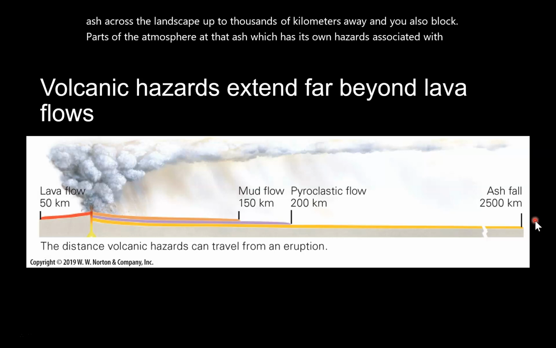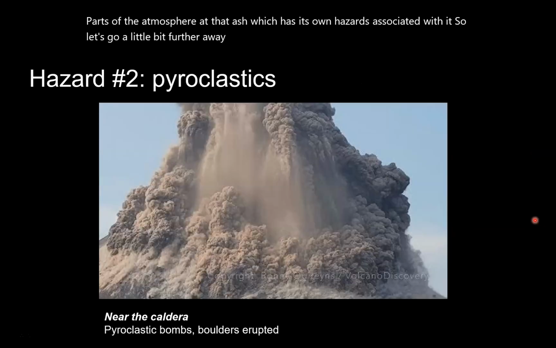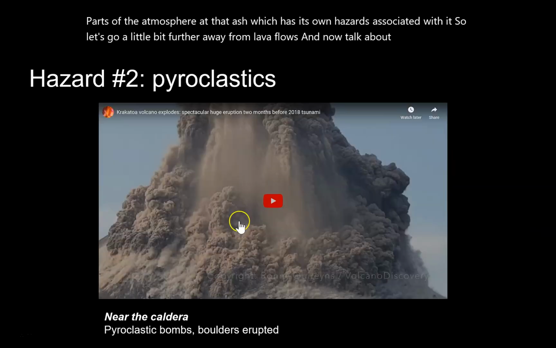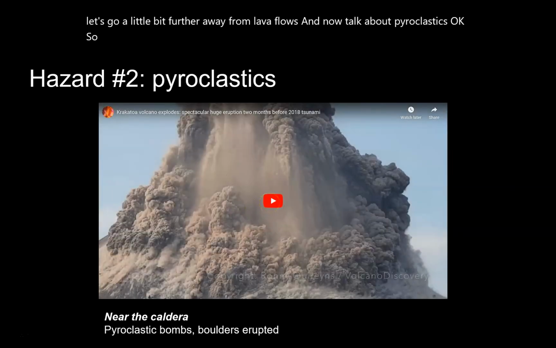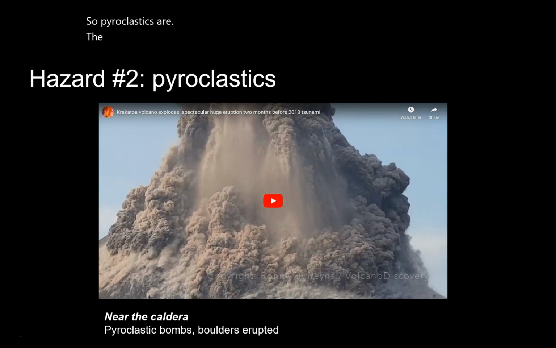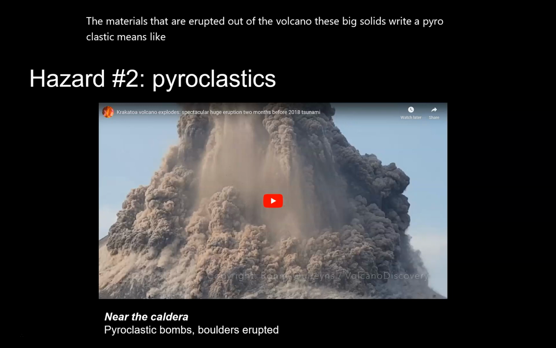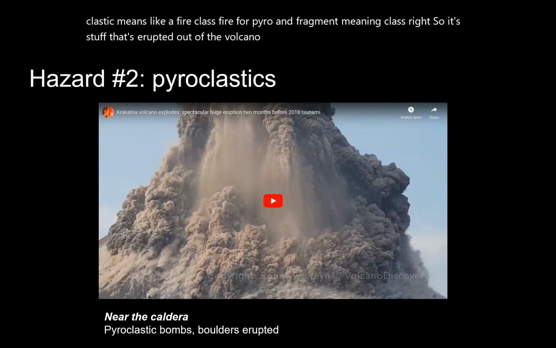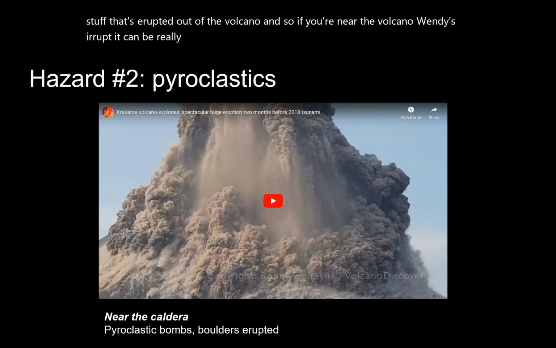So let's go a little bit further away from lava flows and now talk about pyroclastics, okay? So pyroclastics are the materials that are erupted out of the volcano, these big solids, right? Pyroclastic means pyro for fire, and clast meaning fragment, right? So it's stuff that's erupted out of the volcano. And so if you're near the volcano when these erupt, it can be really dangerous because you could have literally a house-sized boulder land on top of you.